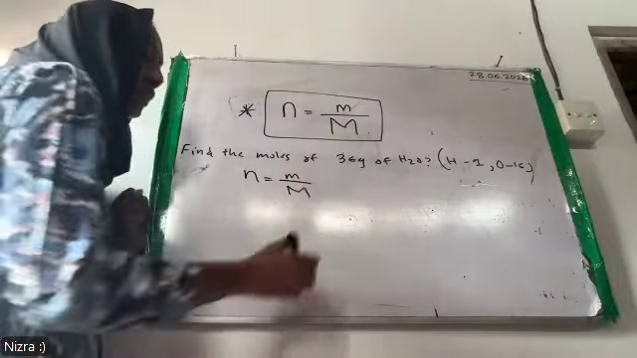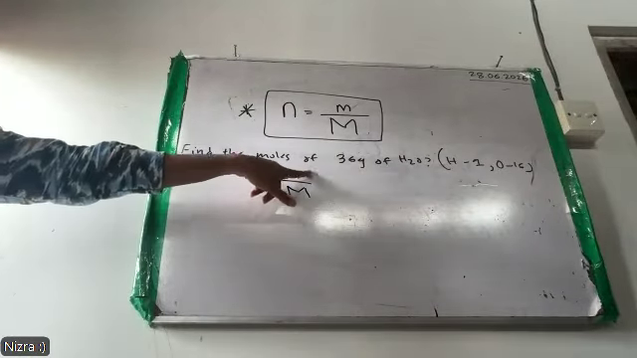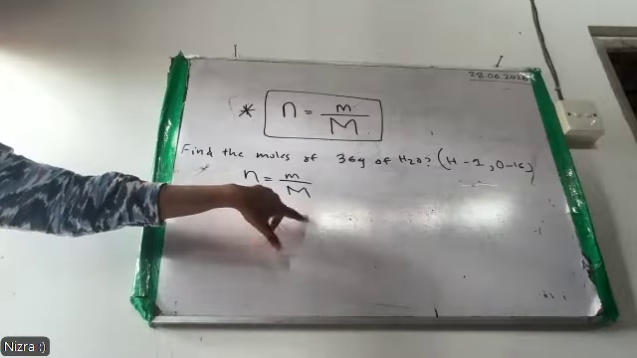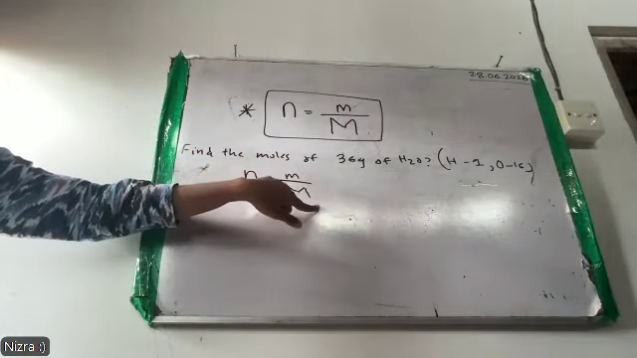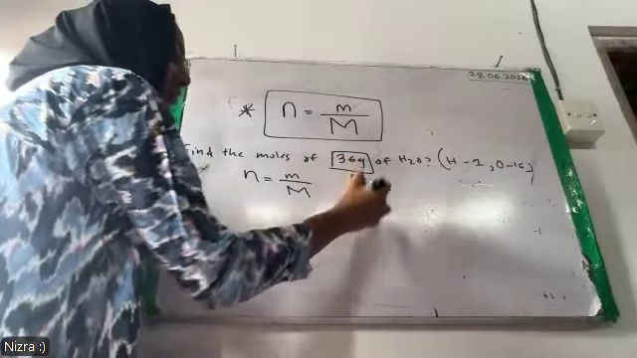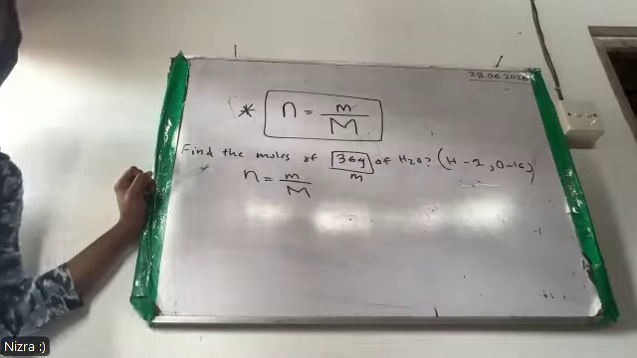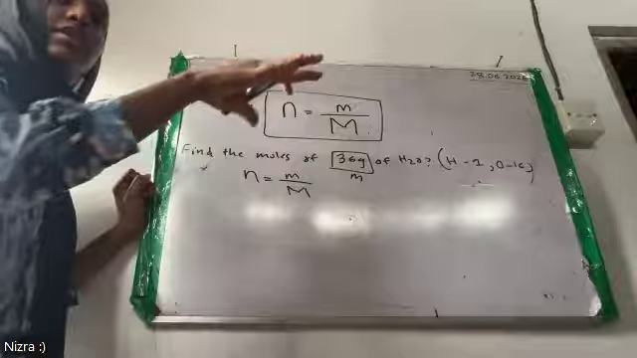Small m over capital M. Now you have to find what? Moles. Moles is equal to mass divided by the molar mass. That means now you need two data to find moles: the mass and the molar mass. The mass is already given. Can you see here? This is the mass, 36 gram of water. But molar mass, I told you, they'll never give it. You have to find it with the given information.